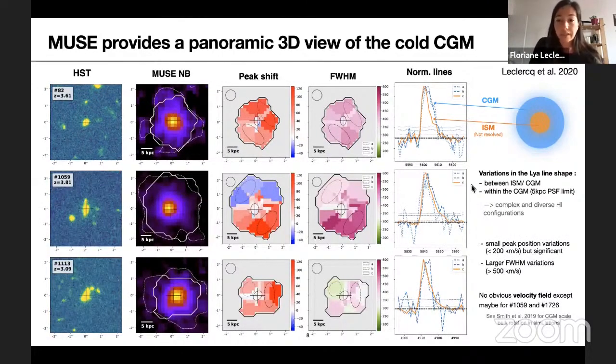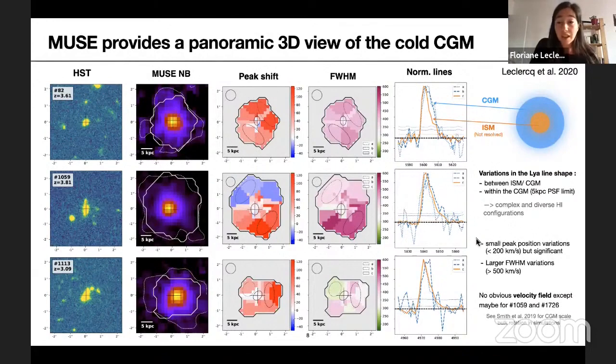And what we can see is that there are variations in the Lyman alpha line shape. Those variations in the peak position, for instance, are quite small, lower than 200 kilometers per second, but still significant. They are a bit larger in terms of width of the line because they go up to 500 kilometers per second. And we see that the lines vary between the ISM part in here and the CGM part, but also within the CGM itself. For instance, here the lines are different and here also.